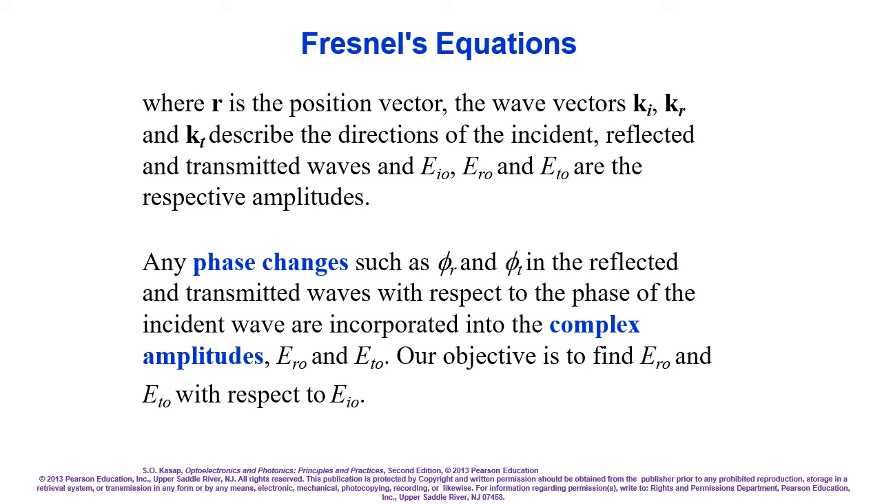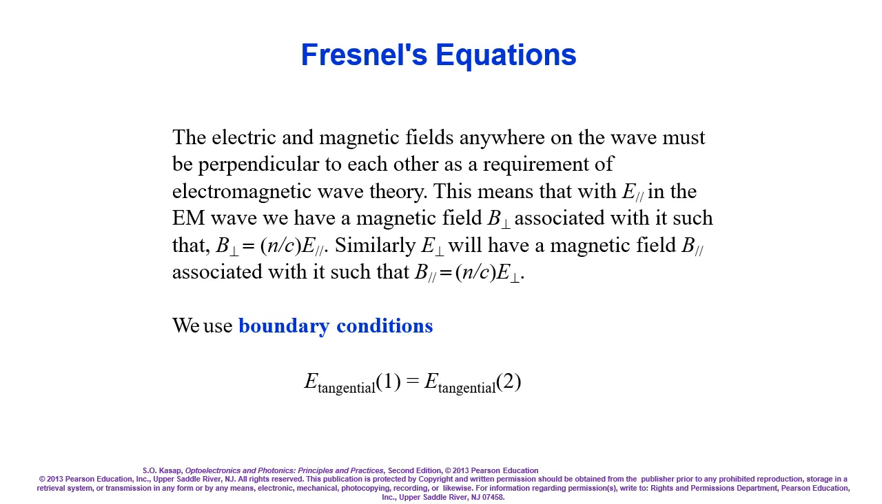Any phase change, such as phi r or phi t, in the reflected or transmitted wave with respect to the phase of the incident wave is incorporated into the complex amplitudes Er0 and Et0. Our objective is to find Er0 and Et0 with respect to Ei. The electric and magnetic fields anywhere on the wave must be perpendicular to each other as a requirement of electromagnetic wave theory.